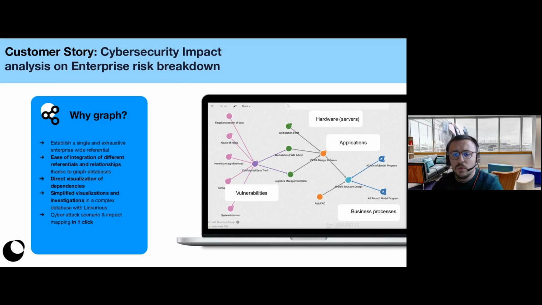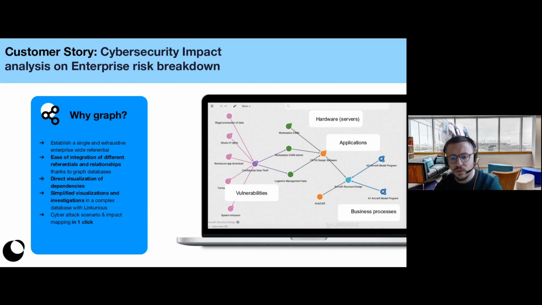So why did they go with Graph? First of all, in order to establish a single and exhaustive enterprise-wide referential in terms of exposure to cybersecurity vulnerabilities. You can see here a small extract of the type of graph that they were able to build, meaning that first of all, they built their graph connecting the business processes downstream to the applications that are used for those business processes, and the hardware and the servers that support this activity.